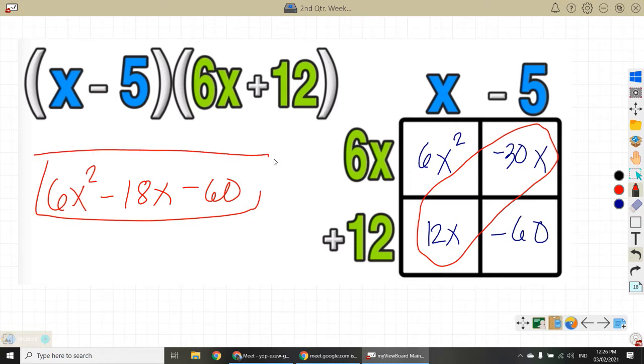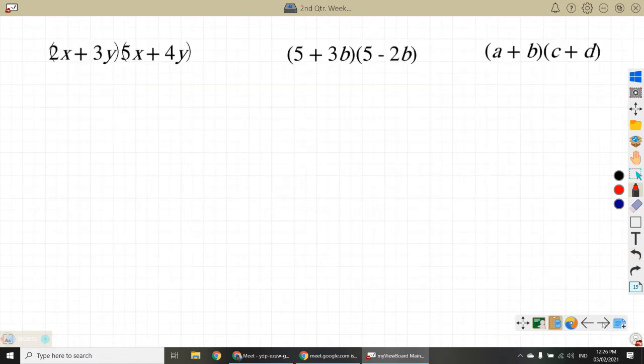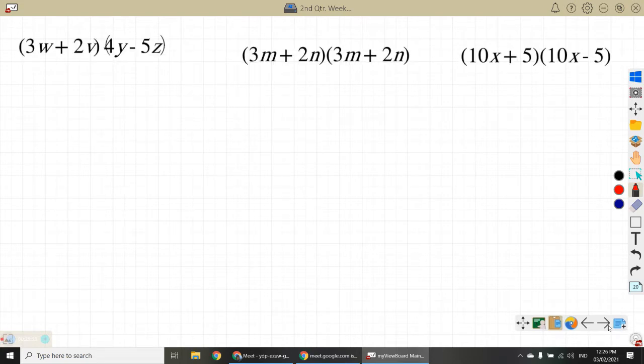Is there any other question? None? O, kayang-kaya na yan, no? FOIL method and box method. Okay? Can you answer this one? 2x plus 3y, 5x plus 4y. Okay? So, who can answer? Taas ng kamay. Wala? Okay, continue na lang tayo. Ayan, I do have more examples for that.